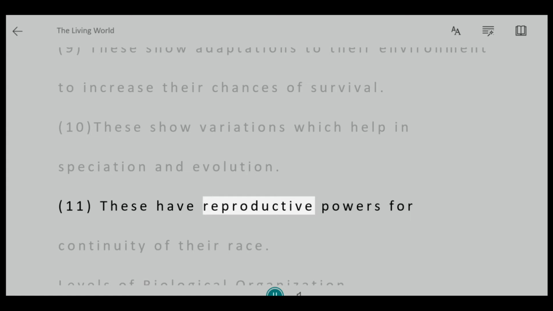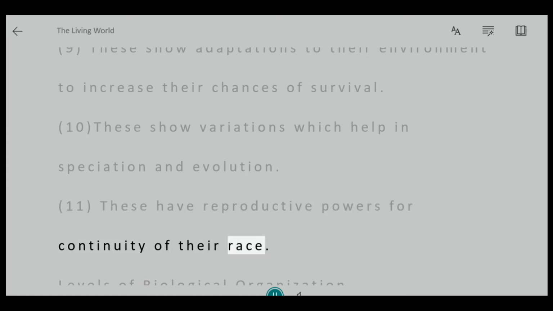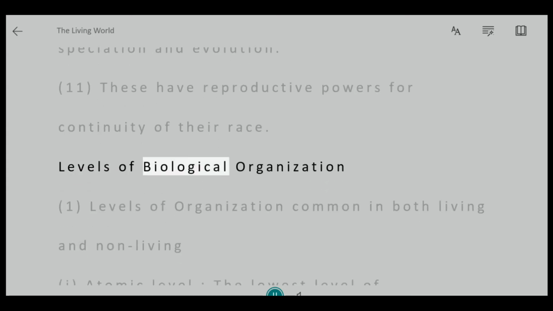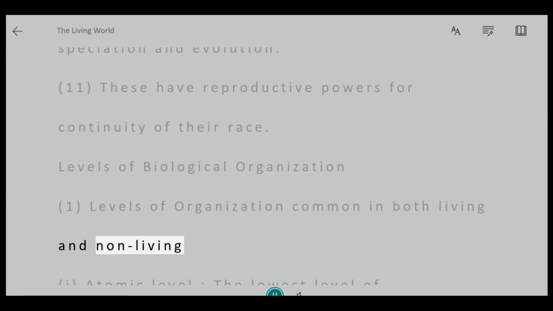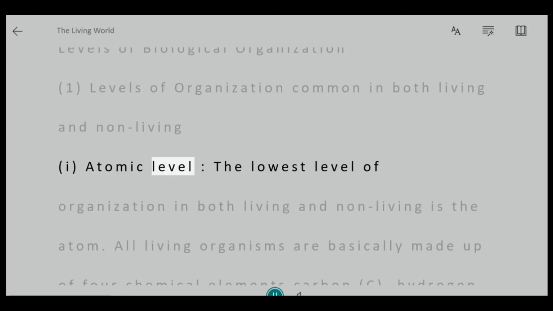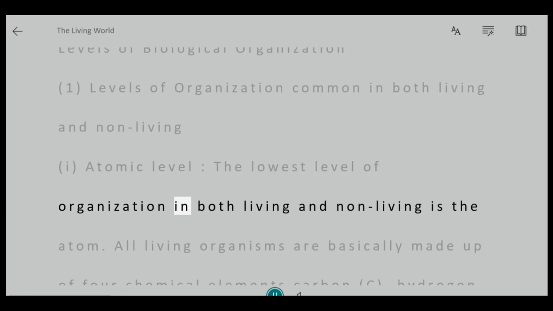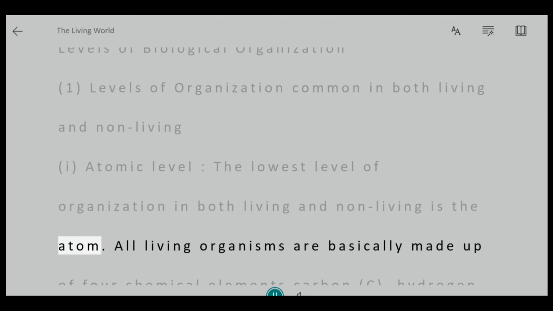11. These have reproductive powers for continuity of their race. Levels of biological organization. 1. Levels of organization common in both living and non-living. I. Atomic level. The lowest level of organization in both living and non-living is the atom.